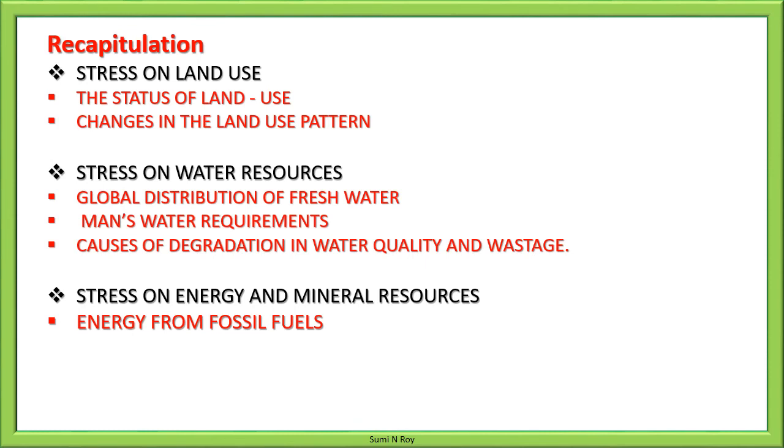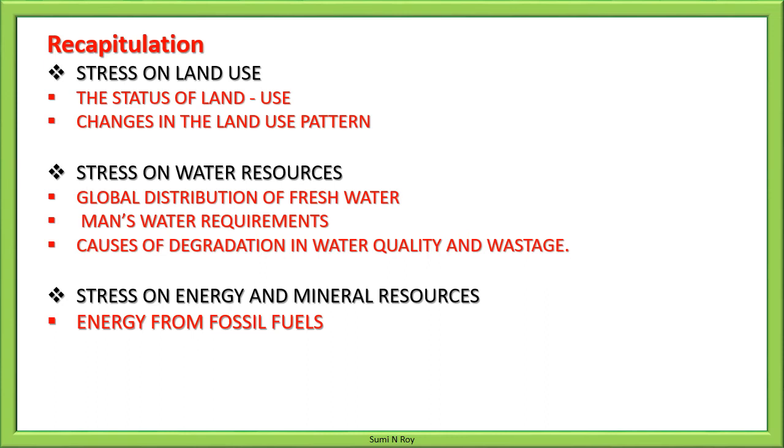Now, with this, today we will end our topic. Let us recap what we have learned in today's class. We have learned that growth in human population caused shortage of food due to increased consumption. It caused need of more space for habitation and more resources for various human activities, including development. We have learned that this made a stress on land use. It also made changes in the land use pattern.